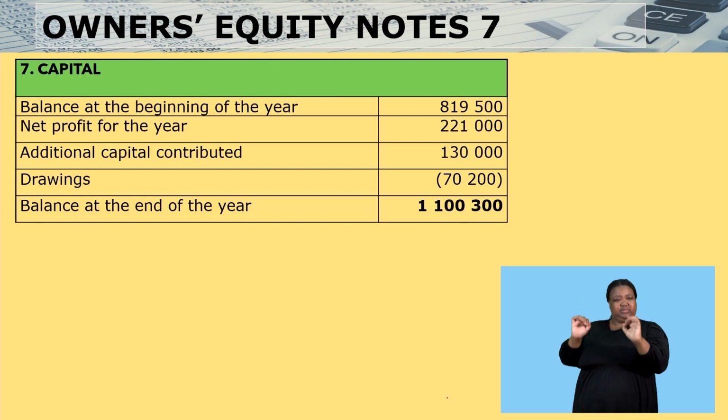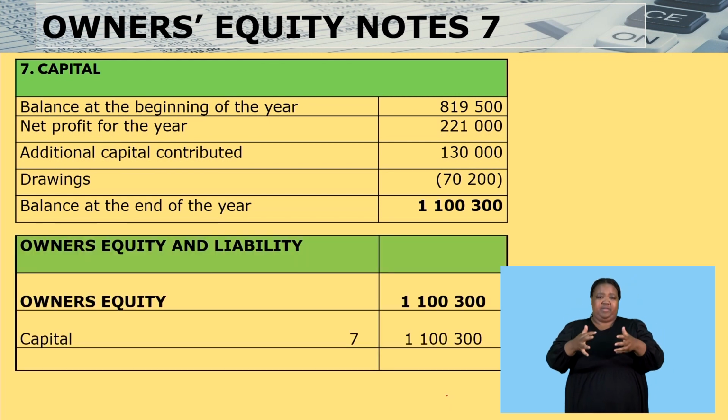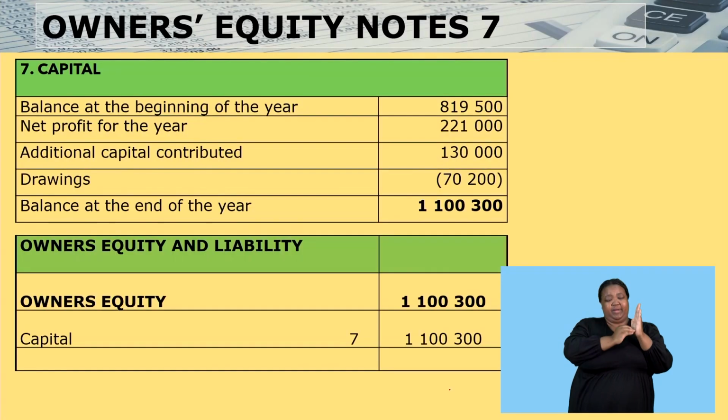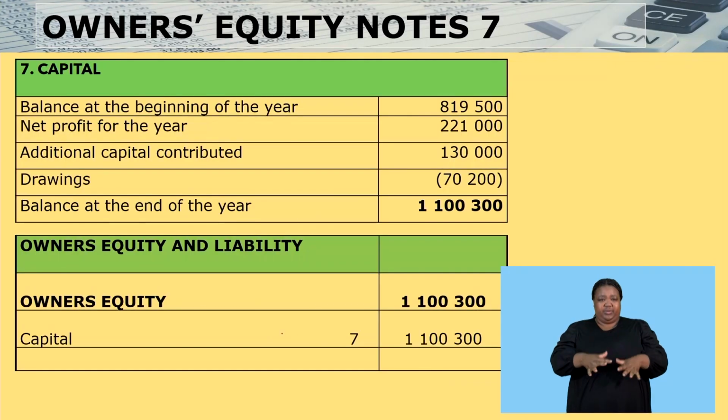And once I have it, I then take it to my statement of financial position. In the statement of financial position, I'm going to record it under my owner's equity and liabilities, not in the assets, but under the owner's equity and liabilities section. And then I'll come to my owner's equity. Then I'll say capital. I know this is note number 7, so I have my note number 7 here.